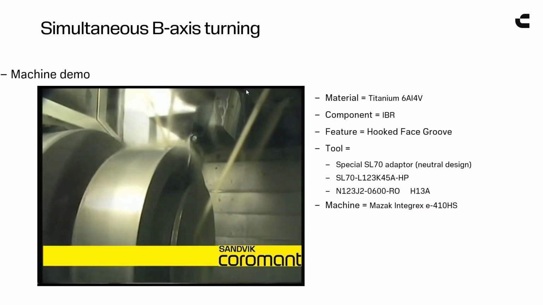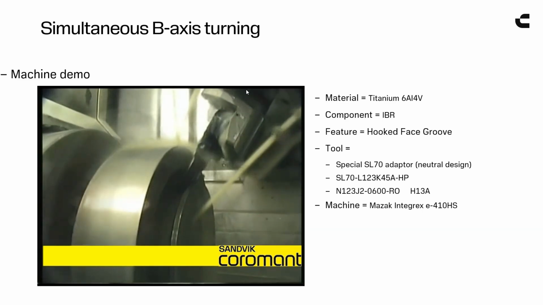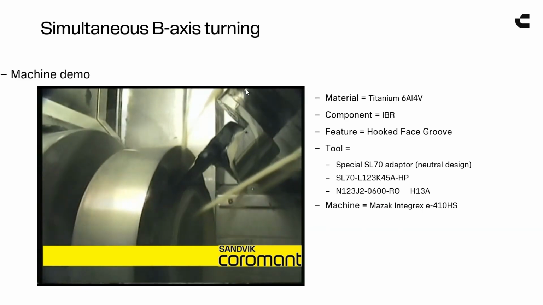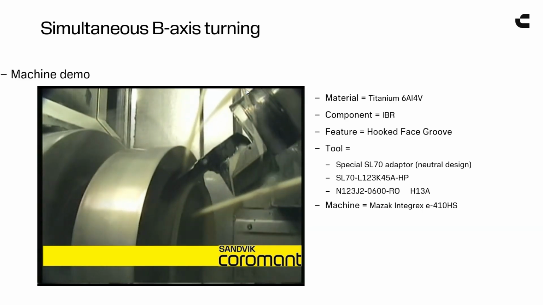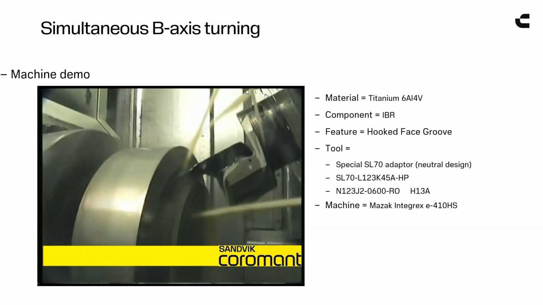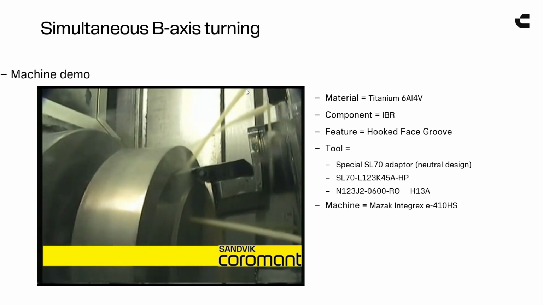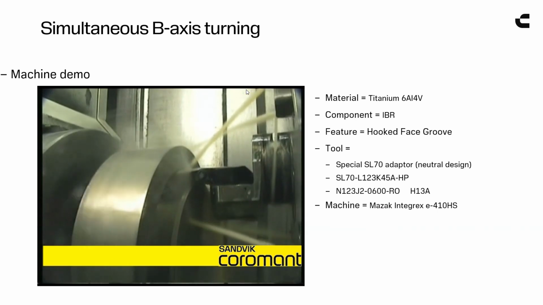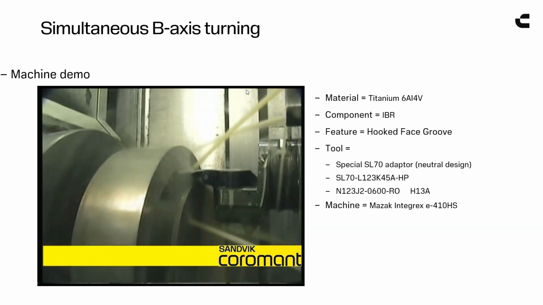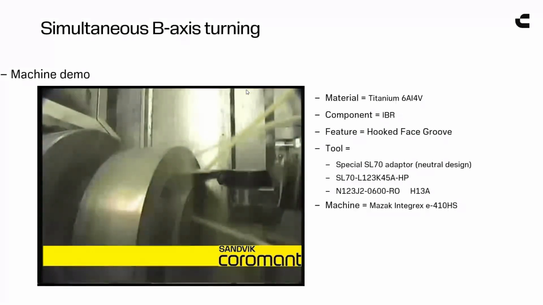Here's just a live demonstration. So hopefully it's coming through on the PowerPoint. You should be seeing a multitask machine turning a turbine disc. So this is an IBR. It's titanium 6Al-4V. We have it in the SL70 holder like we were discussing previously. And this is on a Mazak Integrex E410 machine.